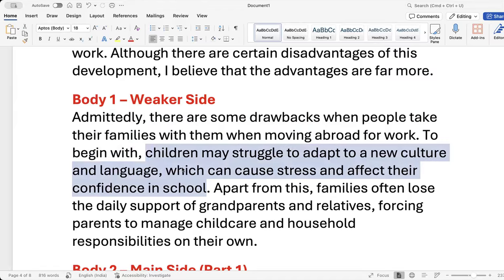For example, in this case, my first point was children may struggle to adapt to a new culture and language, which can cause stress and affect their confidence in school. So I'm saying the students might have problems in their academics because they might have problems with the new culture and language. For example, if I went abroad when I was very young with my family, and I didn't know English that well then, I might have had problems in school. I would not have understood my teachers. So my confidence would have been impacted.